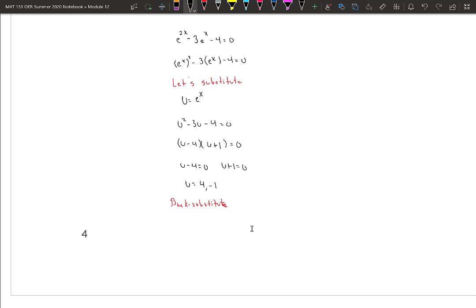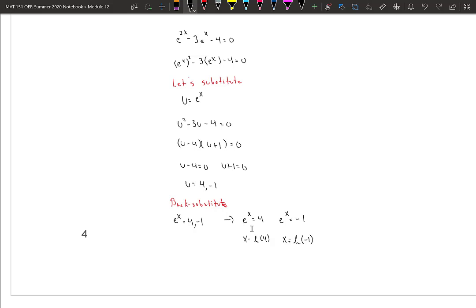And when you do that, you're saying that e to the x then is equal to 4 and negative 1. Now let me separate that a minute. So e to the x is equal to 4, and e to the x is equal to negative 1. Now we've solved those in previous scenarios. We see how to solve, right? If I take the natural log of both sides, I'll get that x is equal to the natural log of 4, and x is equal to the natural log of negative 1. And those are your answers.